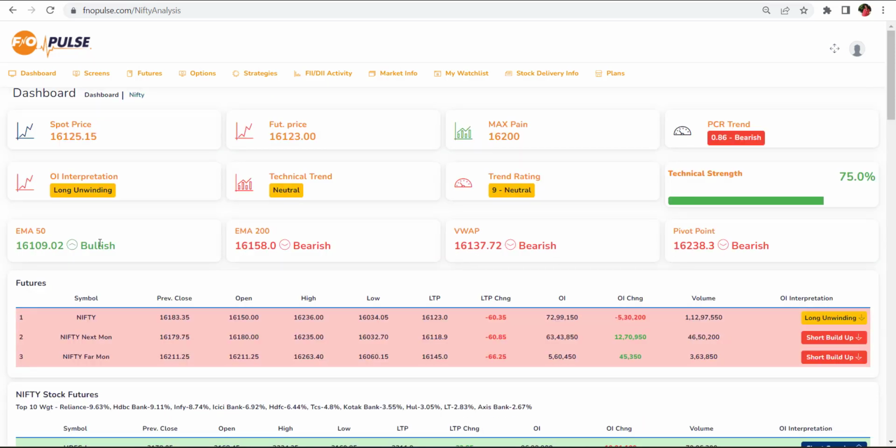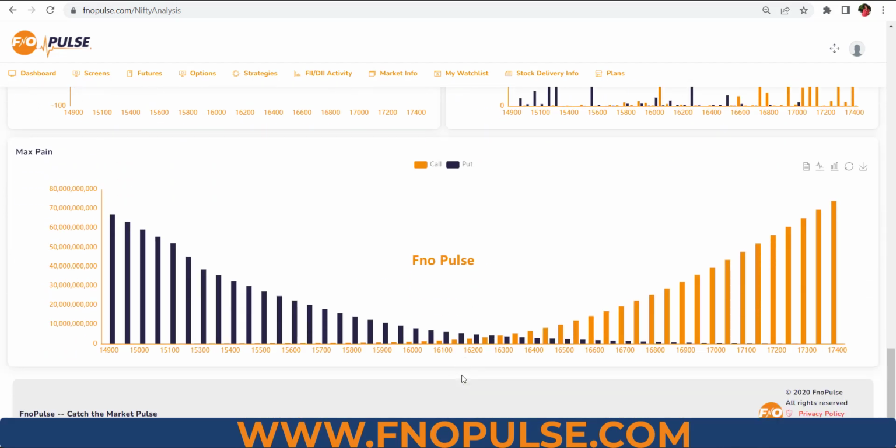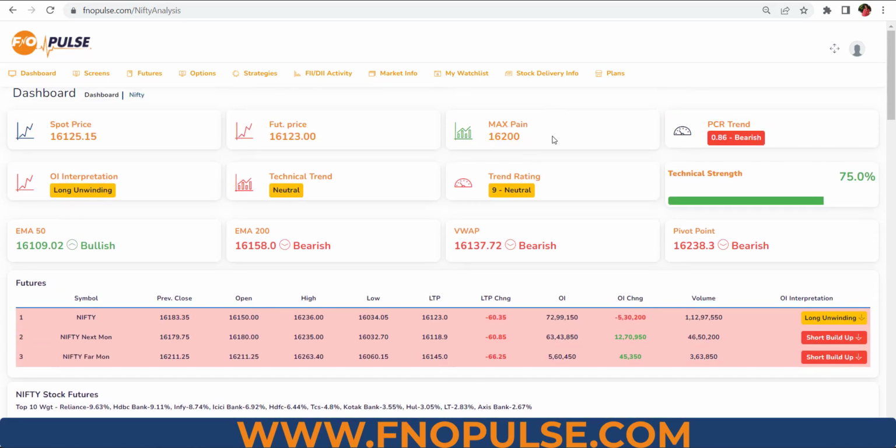On this screen we will identify the Nifty future and also the Nifty stocks. The spot price is the indices price, and the Nifty future is the future price. The max pain indicates the maximum number of pains happening here. You can identify the market max pain here. According to the max pain, the market will come near to the max pain.